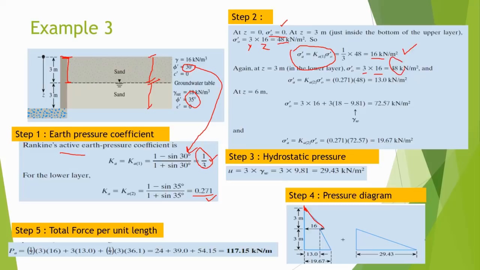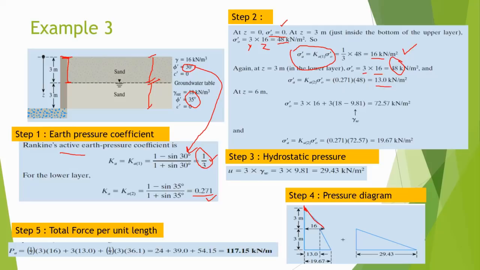And then, you masuk dekat formula yang asal, formula yang K dengan C, effective stress. K ni ialah, you need to use K yang bawah. Okay? This is a procedure. Substitute 0.275, the lower layer, times with the 48. Okay? The effective stress for node. So, dapat 13. Okay?